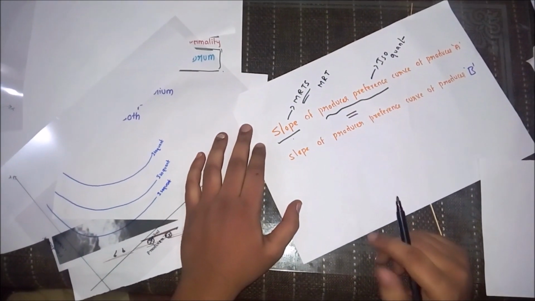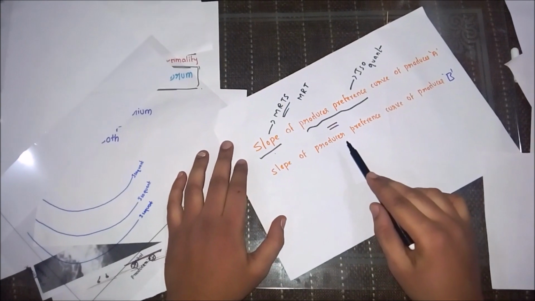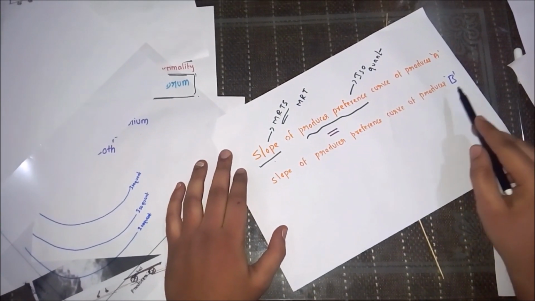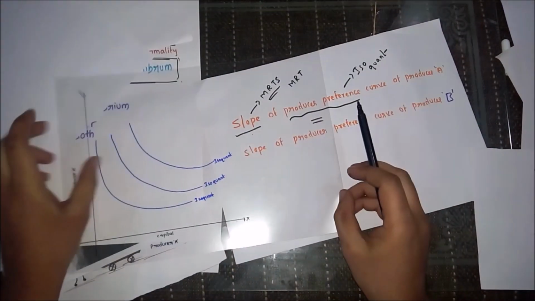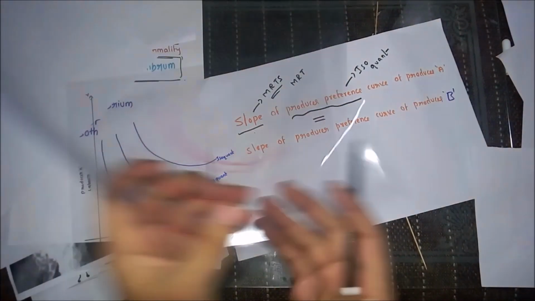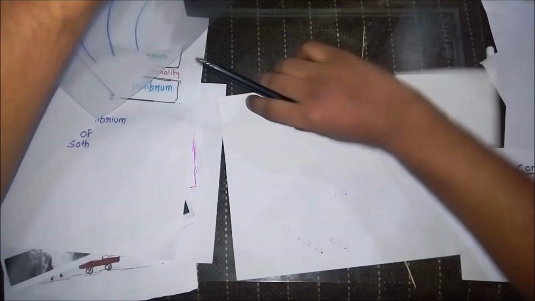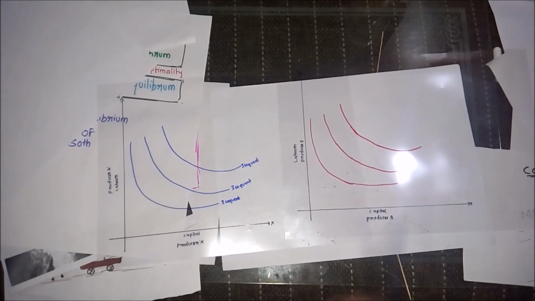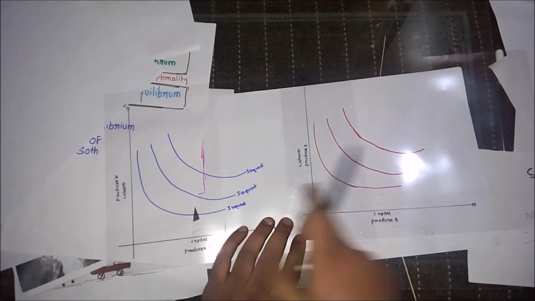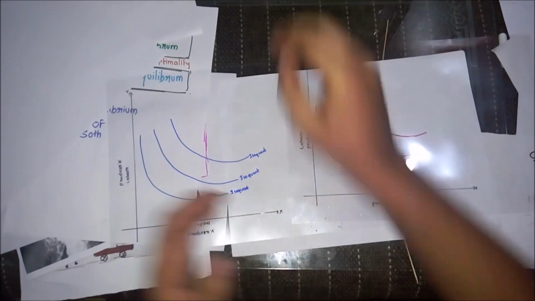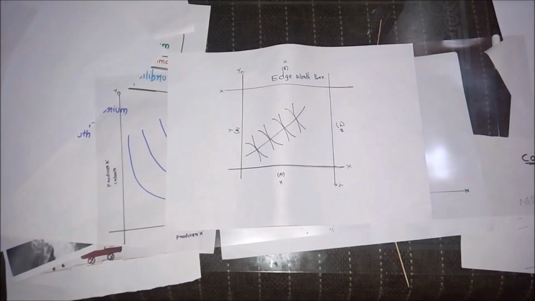Now Pareto says the slope of the producer preference curve of producer A should be equal to the slope of the producer preference curve of producer B. It means I have a producer A preference curve and I also have a producer B's preference curve with me. Now I should bring both of them together. In order to bring both of them together, Pareto takes the help of the Edgeworth box.